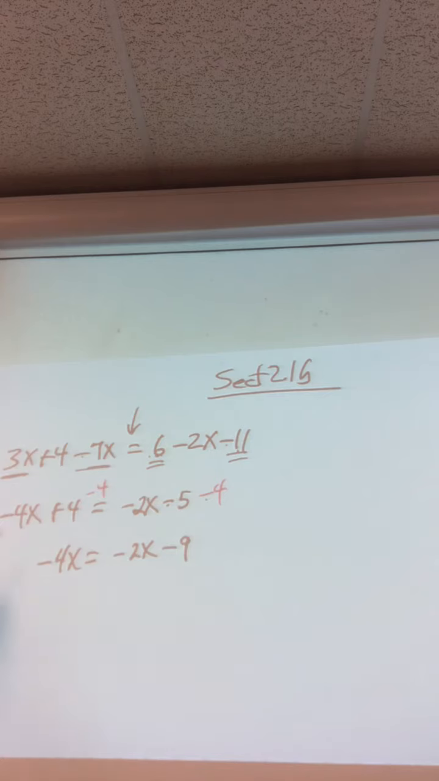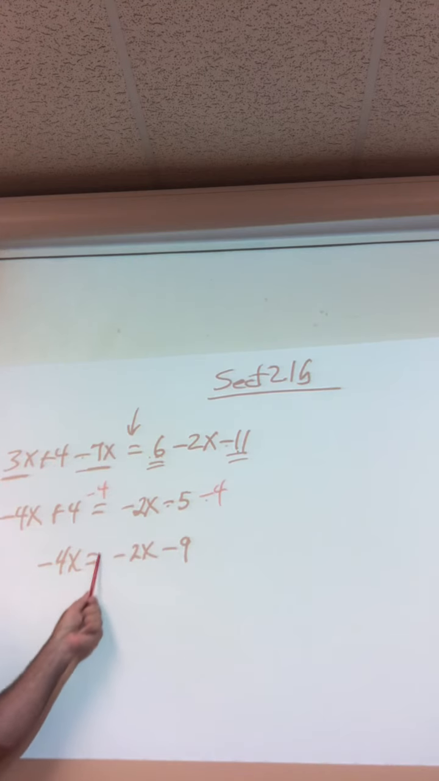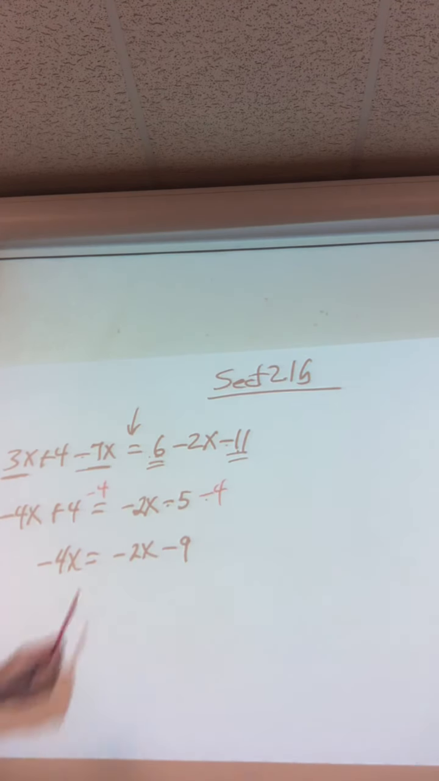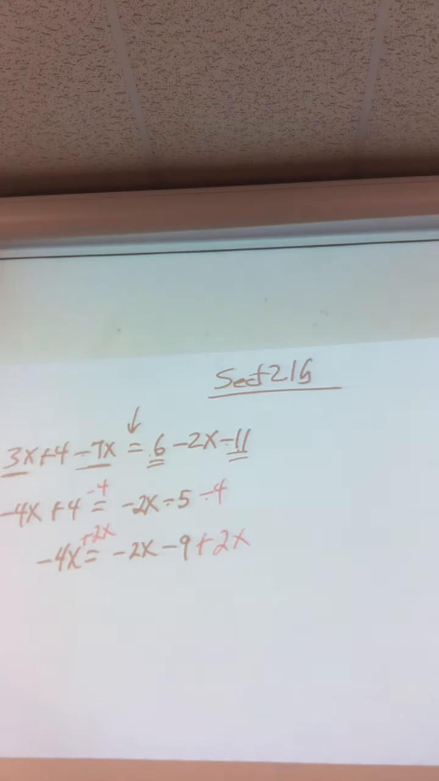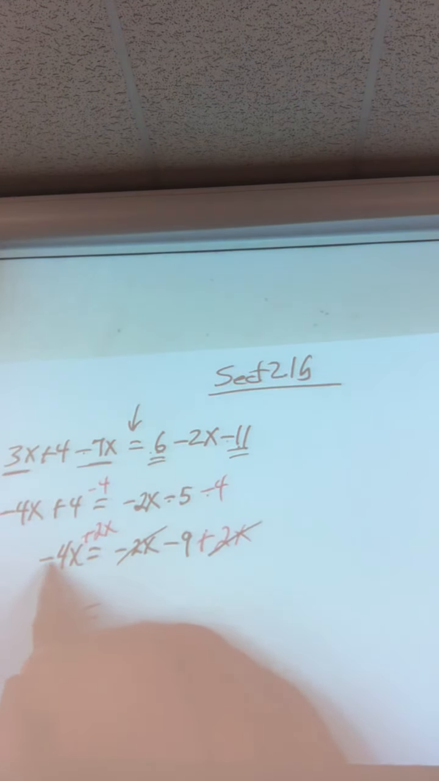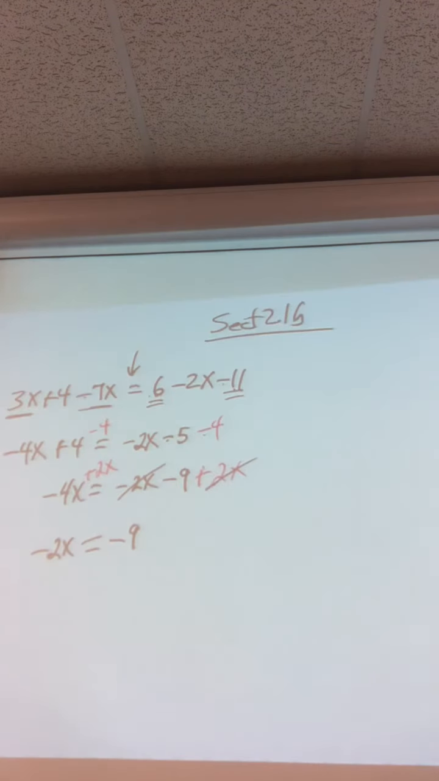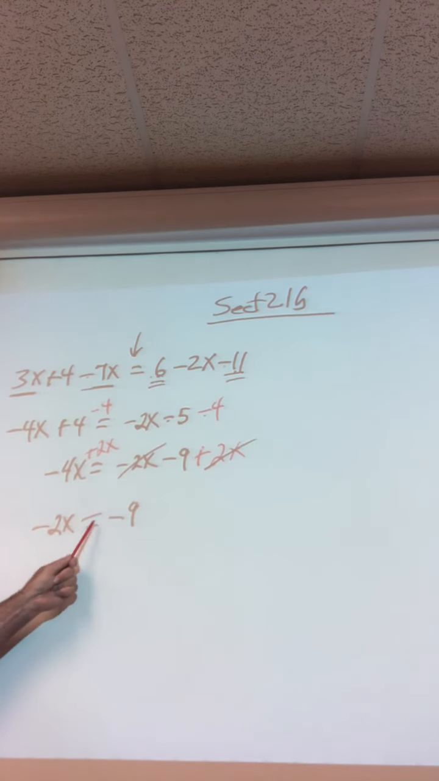Now, that got the numbers on the right side, but it didn't get the x's on the left side. So I have to get rid of this entire minus 2x term. How do you get rid of the entire minus 2x term? By plus 2x on both sides. When I do, the 2x adds out to 0. Negative 4x plus 2x is negative 2x equals, and then negative 9. Now you're right back to that negative 2 times x equals negative 9.